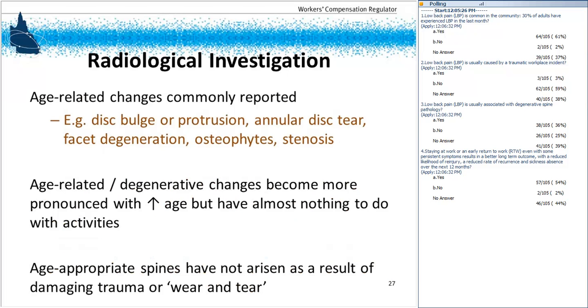And why is that? Well, age-related changes are commonly reported on X-rays and CT scans, and these can include disc bulge or prolapse, annular disc tear, facet degeneration, osteophytes, etc. Now, these changes become more pronounced with increasing age, and they're present from the second, third decade of life onwards. They have almost nothing to do with activities. The age of onset and degree and rate of development of these changes are largely genetically determined, and they certainly haven't arisen as a result of trauma or wear and tear.